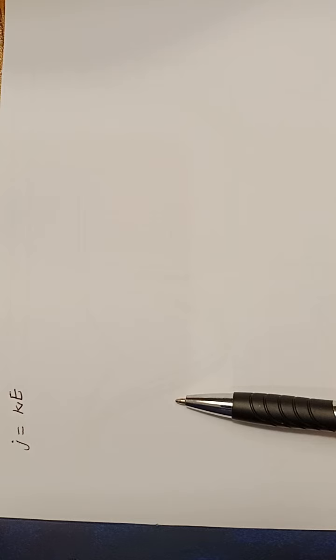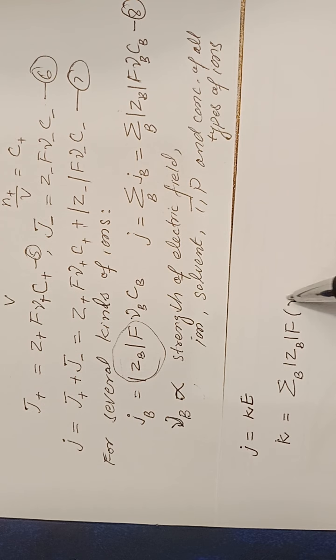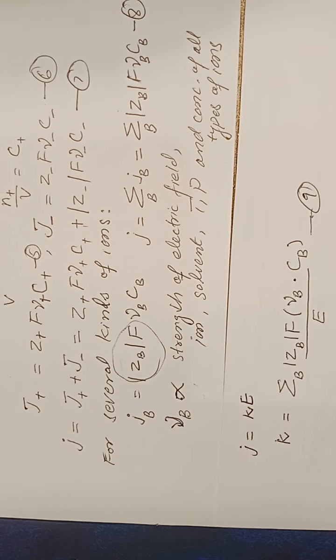Since we know that the current density is equal to the product of conductivity and the electric field strength, according to equation 8 we can write the conductivity of the solution as equal to the sum of the molar charge into drift speed and concentration, over the electric field strength. So here we get equation number 9.